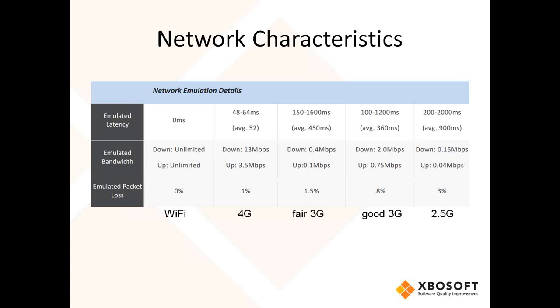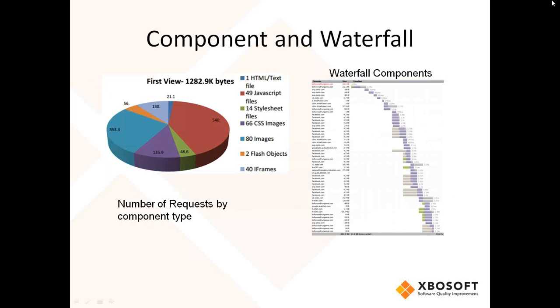Okay, let's look at Bollywood Hungama. This is some of what you get for analysis. You take a look and you see for Bollywood Hungama, it's 49 JavaScript files, 66 CSS images, 80 regular images, 2 Flash objects, and 40 items. I mean, that's quite a download for any iPhone or Android or Nokia phone. That's quite a bit to handle for a mobile device.